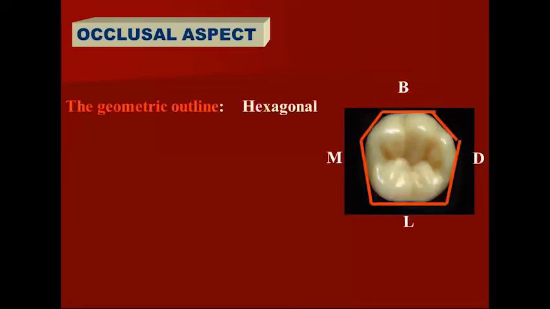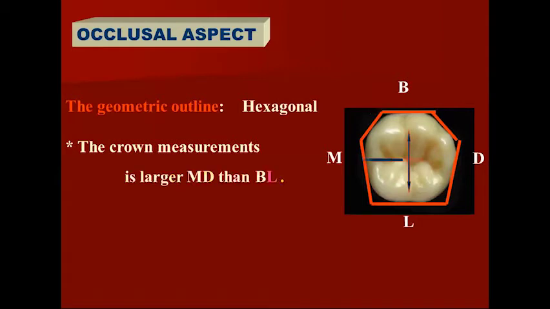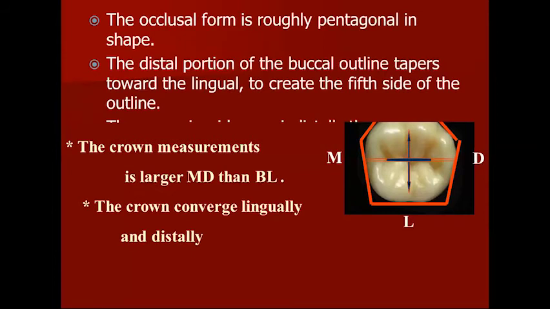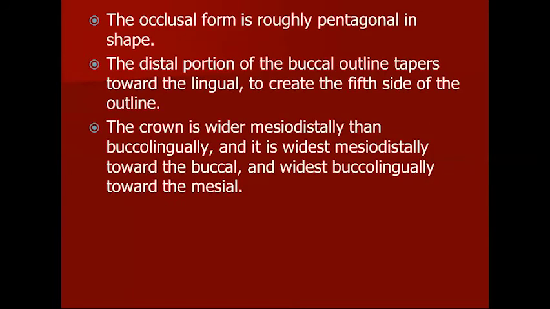Next is the occlusal surface. Occlusal surface geometric outline hexagonal. The crown measurement is larger mesiodistally than buccolingually. The crown converges lingually and distally. The occlusal form is roughly pentagonal in shape. The distal portion of the buccal outline tapers towards the lingual to create the fifth side of the outline.